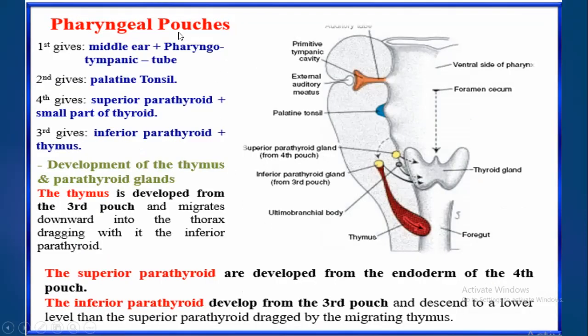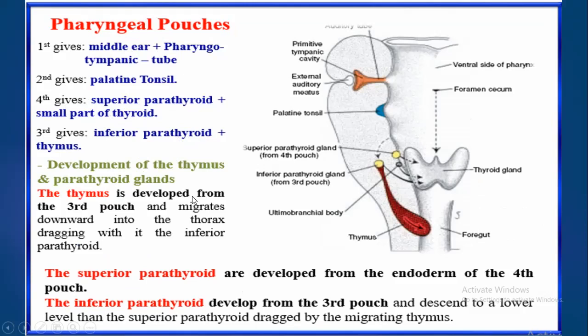And this is a summary of the pharyngeal pouches. The first one gives the middle ear plus pharyngotympanic tube. The second one gives the palatine tonsil. The fourth one gives the superior parathyroid plus a small part of the thyroid. And the third one gives the inferior parathyroid plus thymus gland. And here, development of the thymus and parathyroid glands.